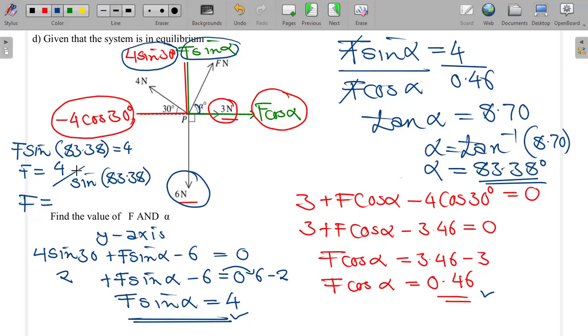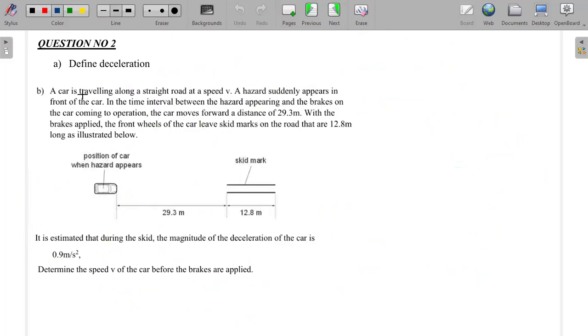I'm getting F as being equal to 4.03 newtons. So that is the value of F, ladies and gentlemen. Using this particular method, we've found both the value of F and the value of alpha as required in the question. As simple as that. And that is the end of our part D. We can move on to the next question, which is question 2.